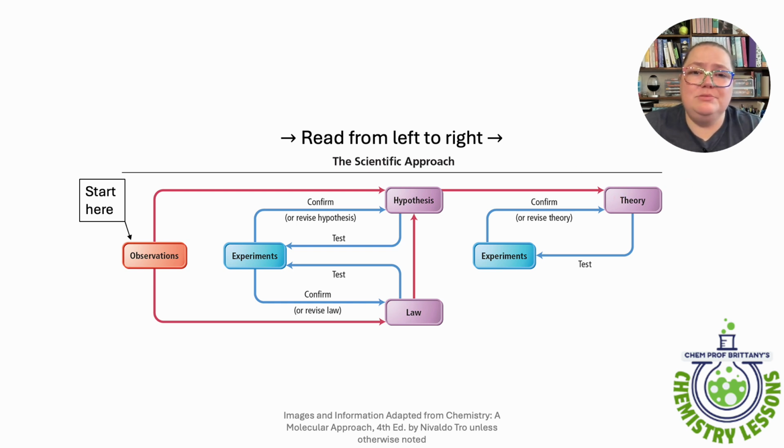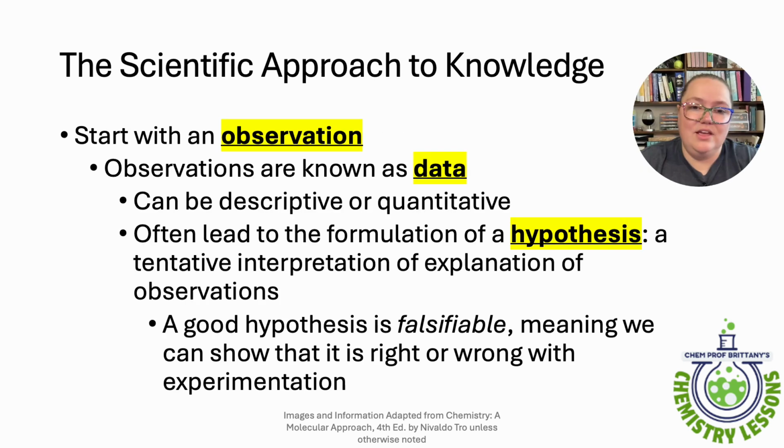In order for science to be trustworthy, we have to have a systematic way to approach gaining new knowledge. So the scientific method is our way of doing this. All good science starts with an observation. This observation is our data, and that data can be either quantitative, which is numbers, or descriptive, or qualitative, which is not numbers, opinions, things like that. That would be descriptive data.